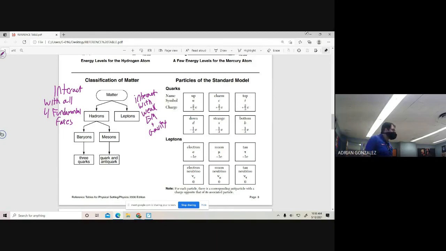Cool? But as we kept smashing things, we discovered that there were these other weird particles that existed as well. We had particles called muons and taus. Okay? Their masses were different than the electron, and what's called their spin was different.